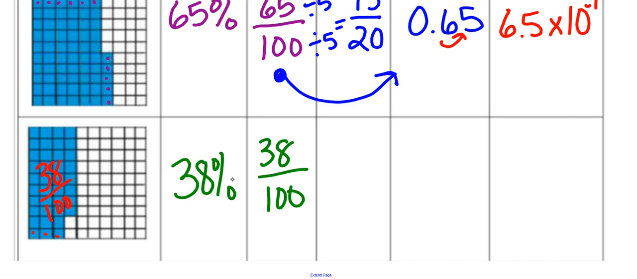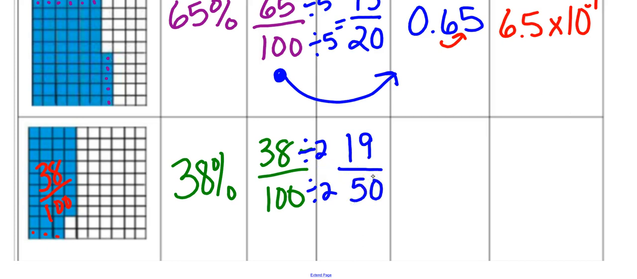And I'm going to simplify that. 38 and 100 are both even numbers, so I know 2 goes into both of them. And 38 divided by 2, I'm going to think, okay, 30 divided by 2 is 15, and 8 divided by 2 is 4, so 15 plus 4 is 19. So it's going to be 19, and then 100 divided by 2 is 50.